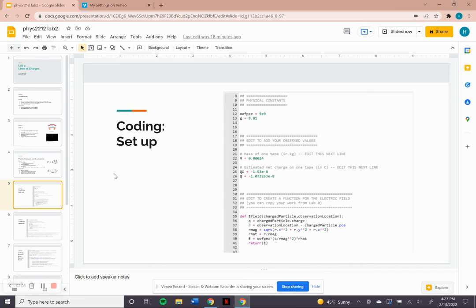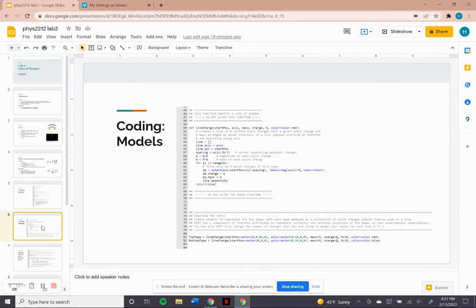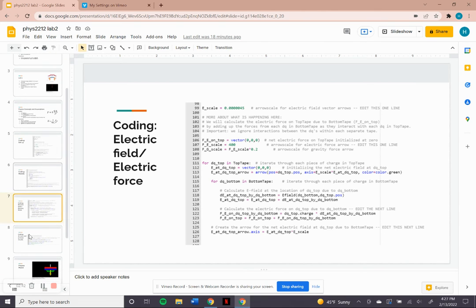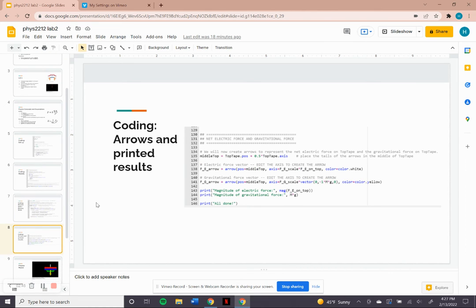Then we set up the electric field formula, which is E equals K times Q divided by the magnitude of R squared times R hat. Then we defined the lines of charge and defined the top tape and bottom tape. And then we indicated we have to go through for loops that go through each piece of charge now. And this is for the top tape and bottom tape, calculating the E field and electric force. Finally, we indicate arrows for the forces and print the results.